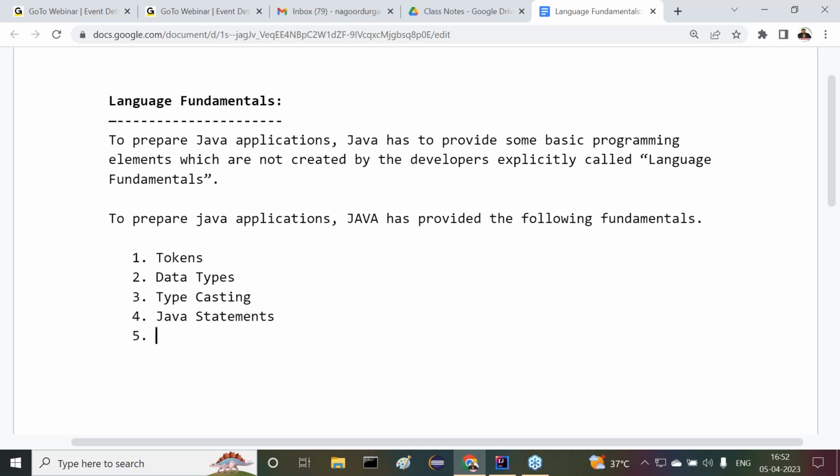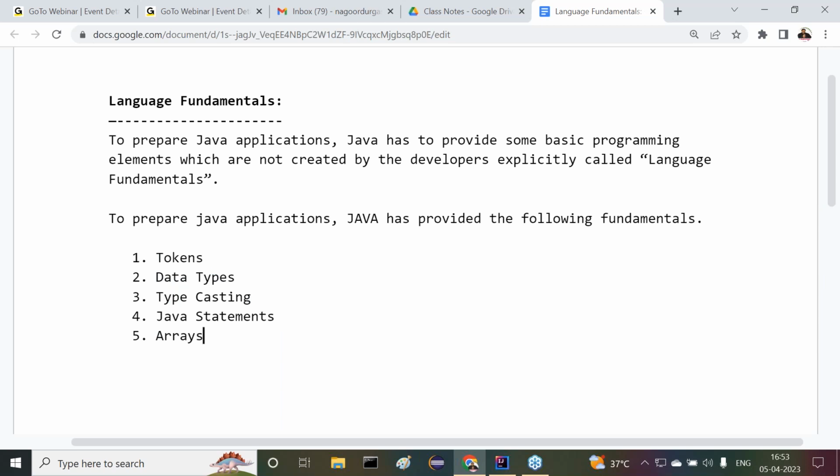After these Java statements, the next one is arrays concepts. Now tell me, to prepare Java applications, Java has provided the following fundamental units. Tokens, data types, typecasting, Java statements, then arrays. Sir, are all of you following or not?